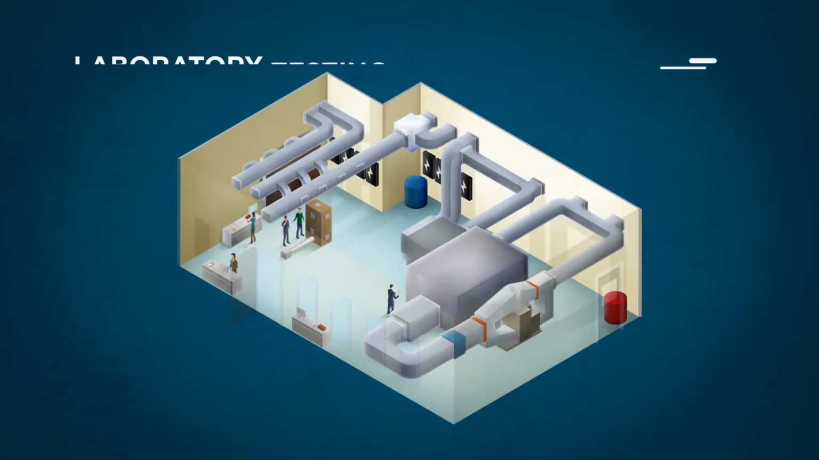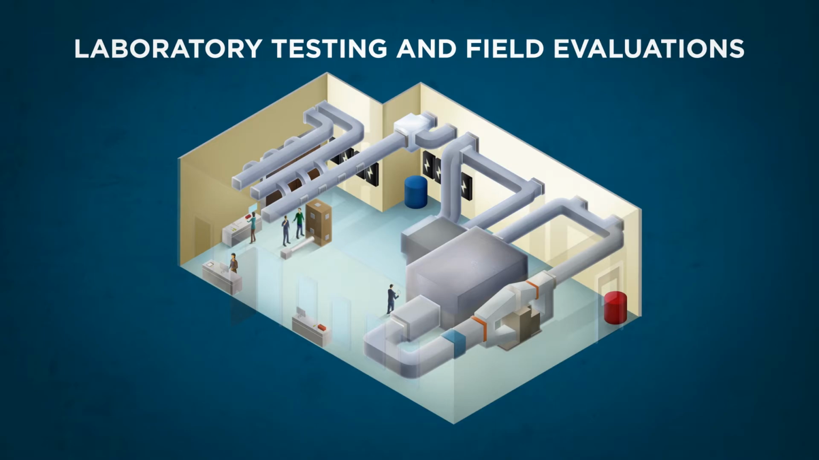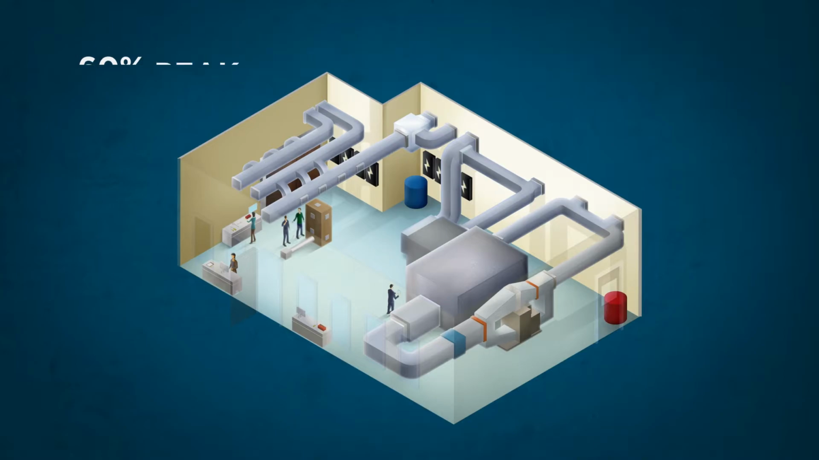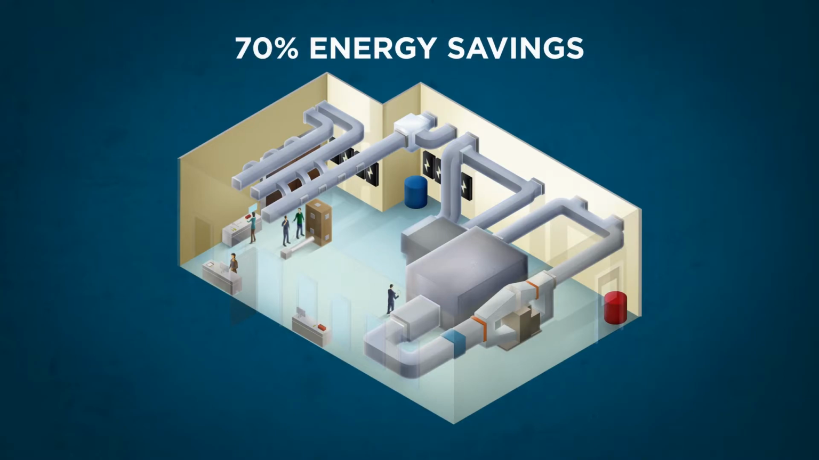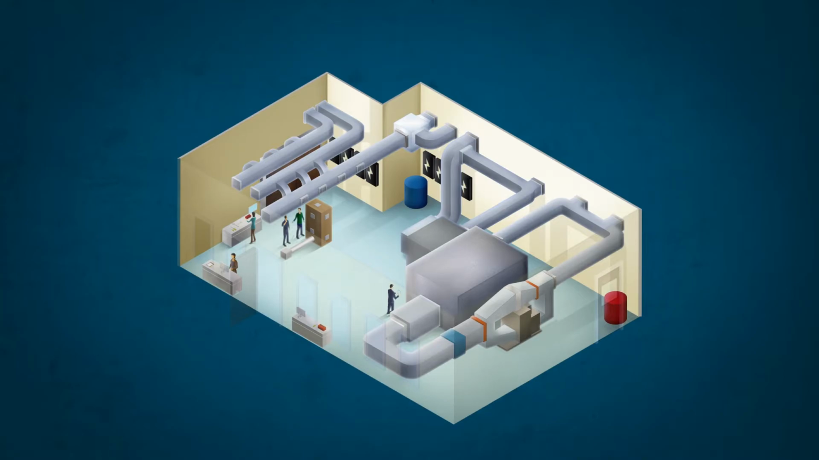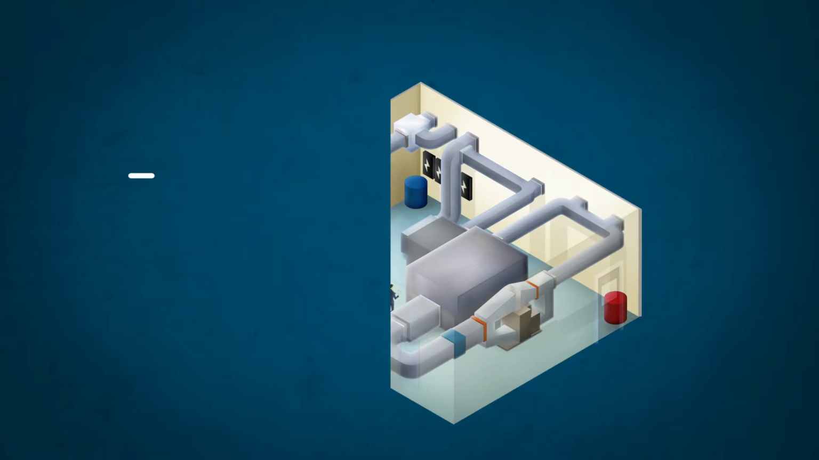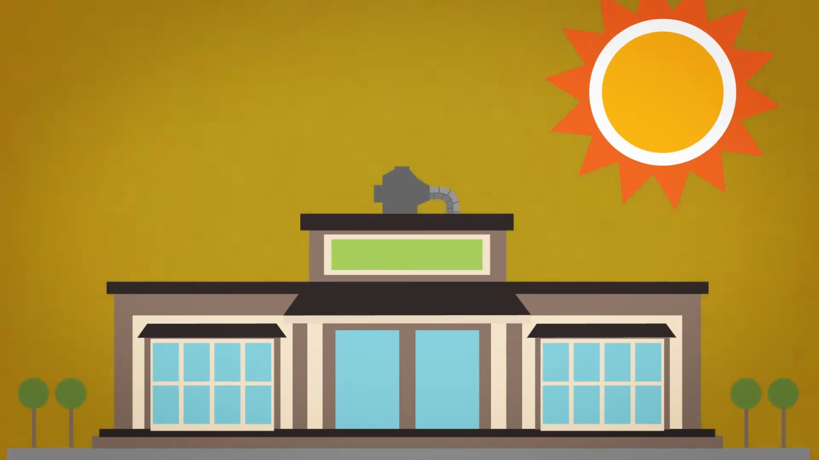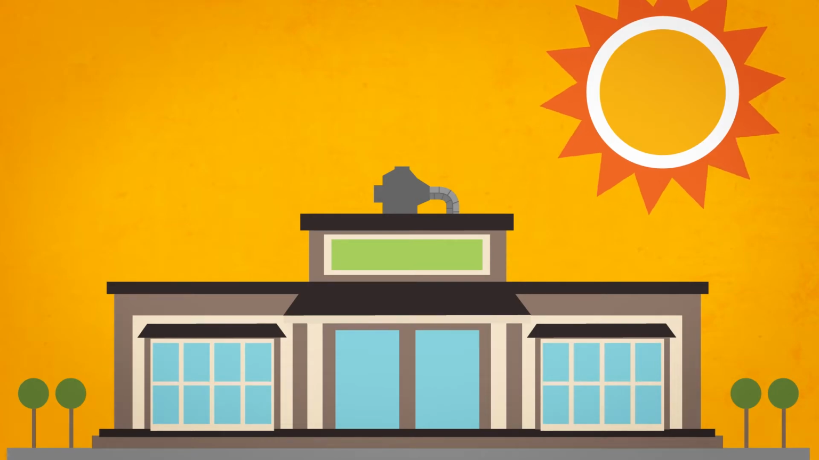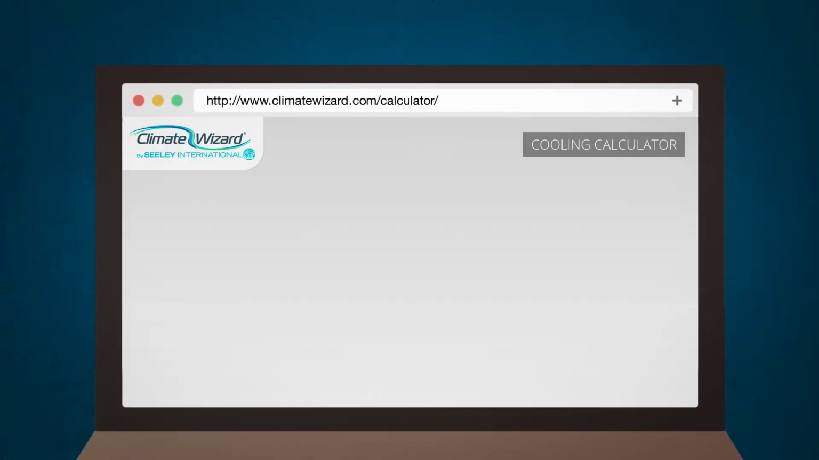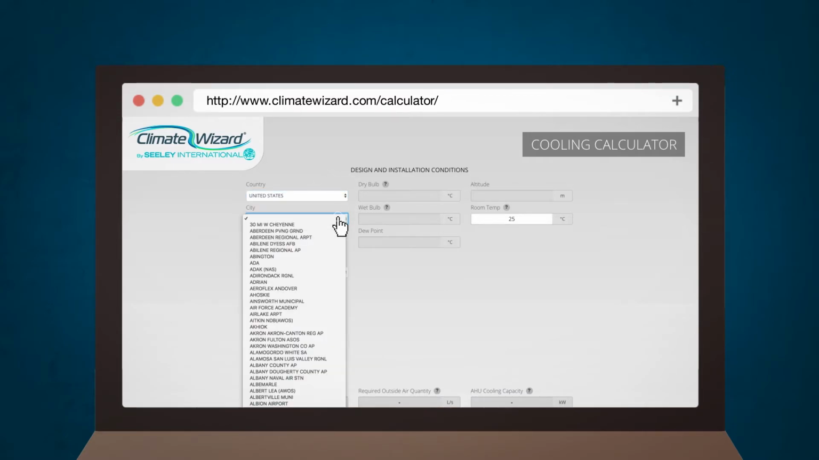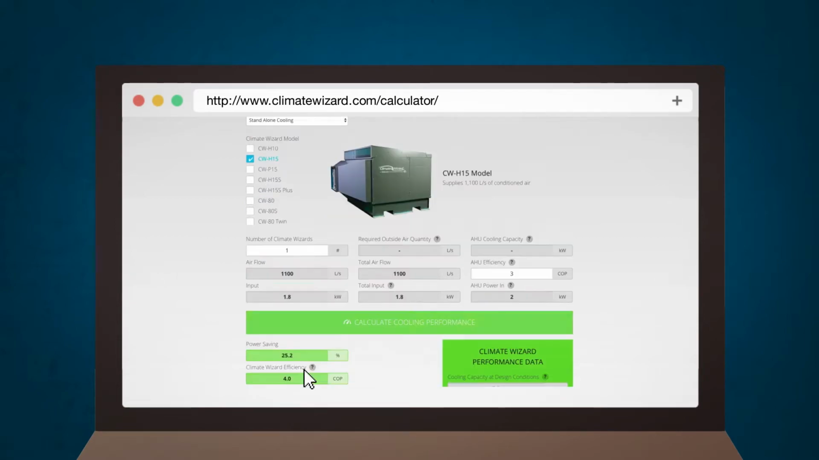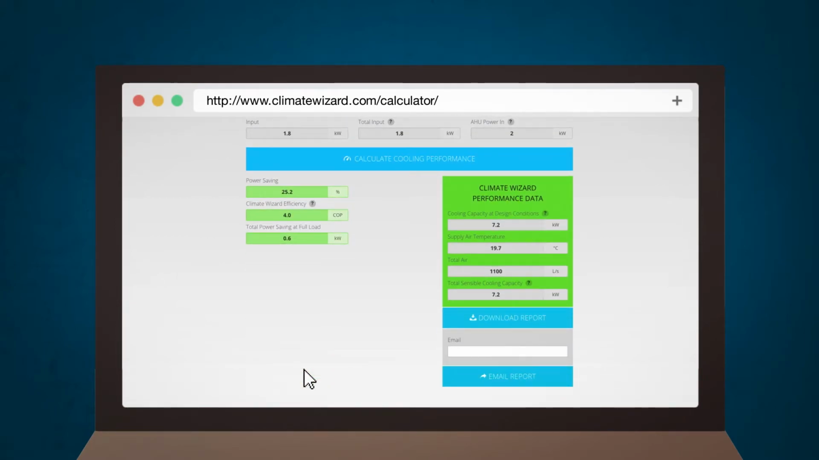Independent field tests by UC Davis's Western Cooling Efficiency Center and others have shown peak electrical demand reductions up to 60% and energy savings as high as 70%. Of course, total energy savings depends on the specific conditions in which the technology is applied. As with any cooling efficiency strategy, greater savings are possible in buildings with large cooling loads and longer operating schedules. On its website, the manufacturer provides a cooling performance calculator to help determine how much electricity the ClimateWizard might save on a particular building, given its individual characteristics.